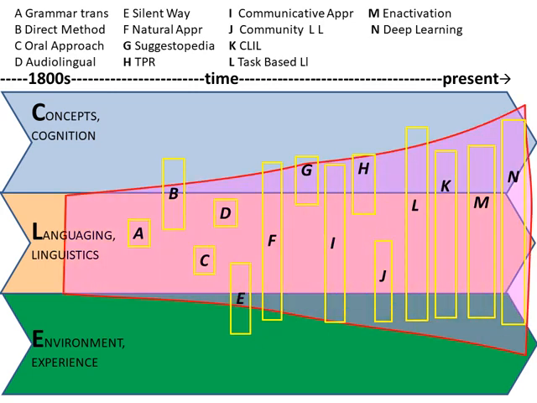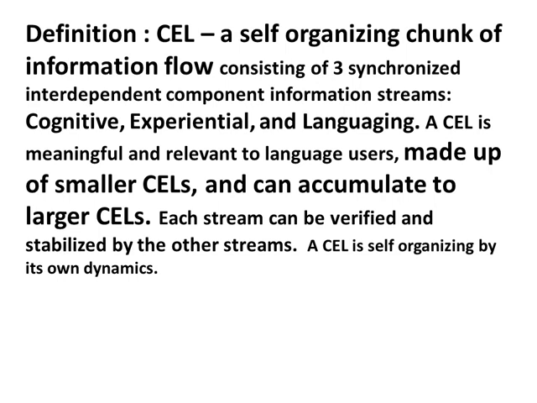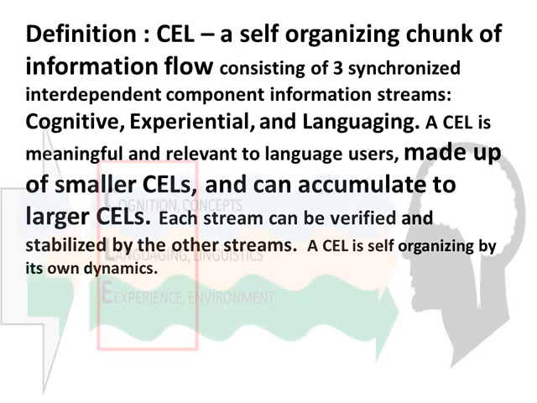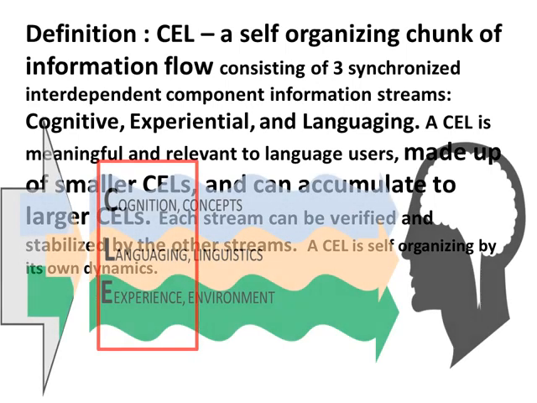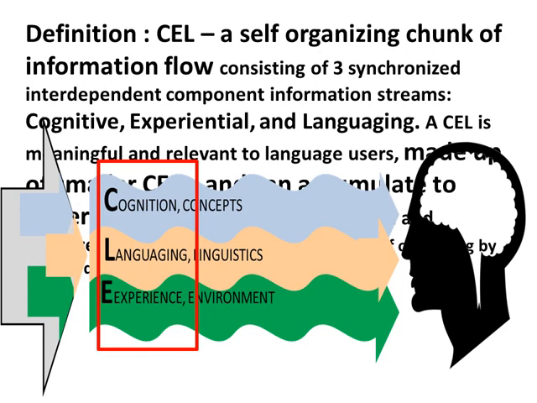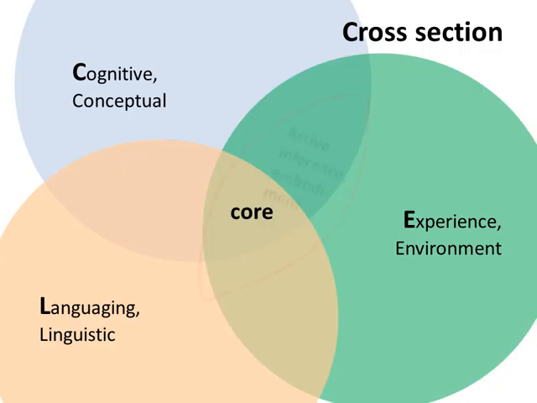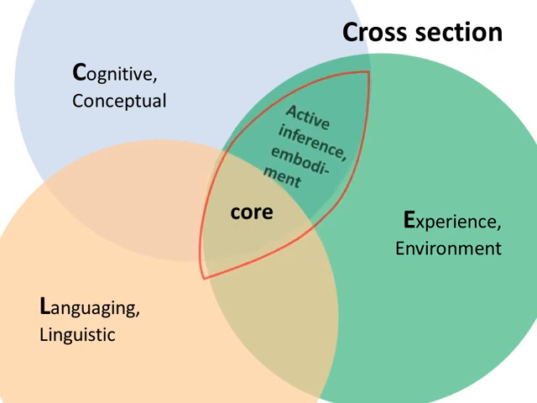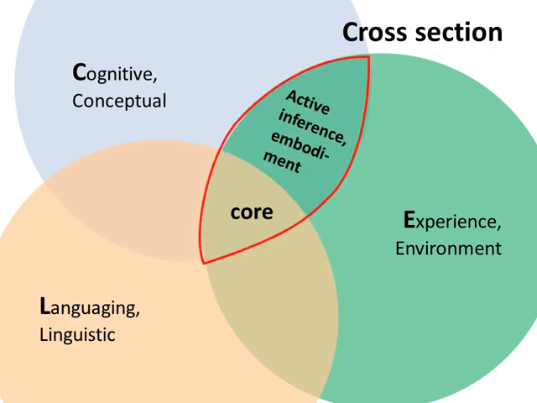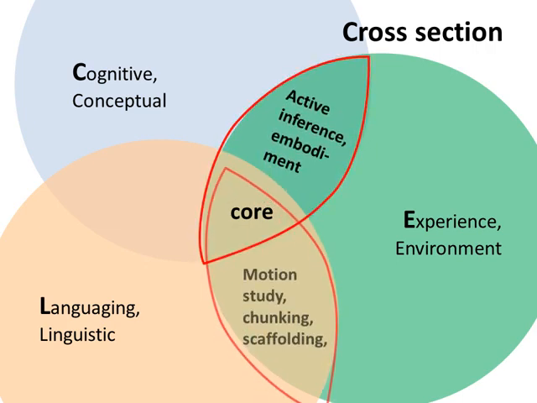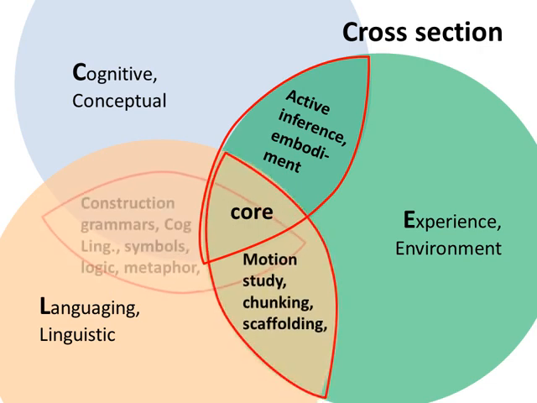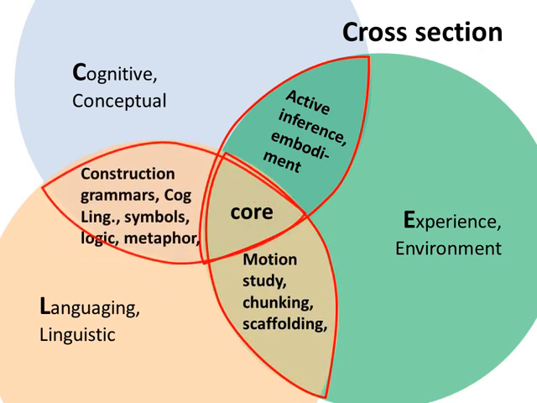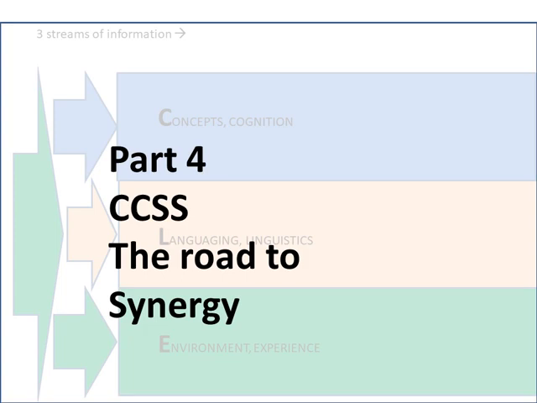A cell is a self-organizing chunk of information flow made up of smaller cells and can accumulate to larger cells. Each stream can be verified and stabilized by the other streams. The less stable intersecting regions between the streams are where feedback between the streams can explore meaning, discover coordination, and refine learning strategies. Let's look at the process hierarchy.